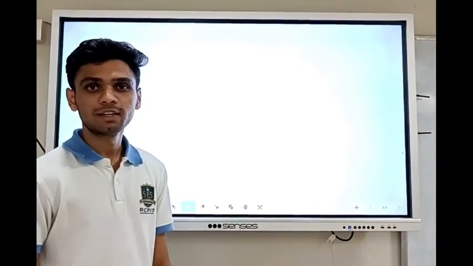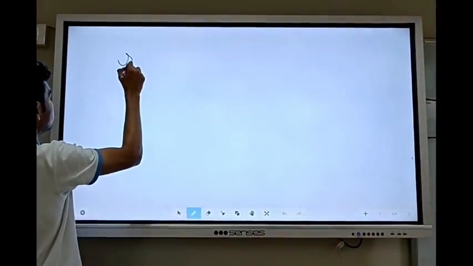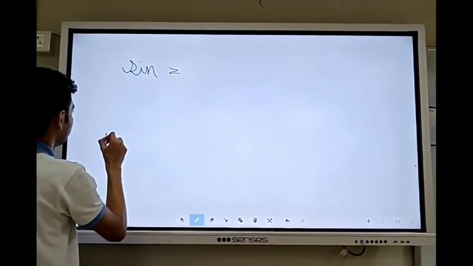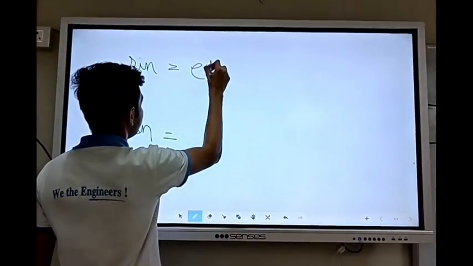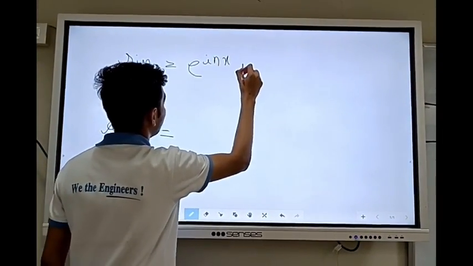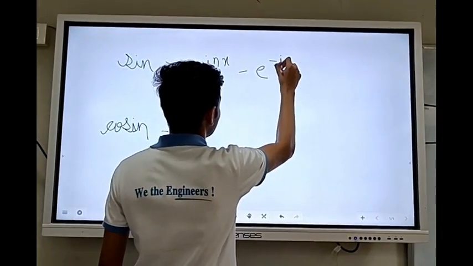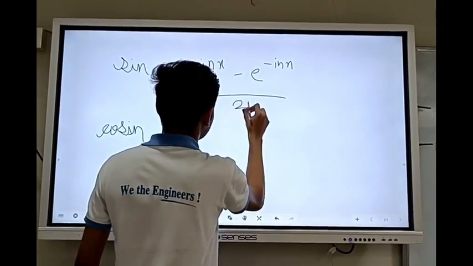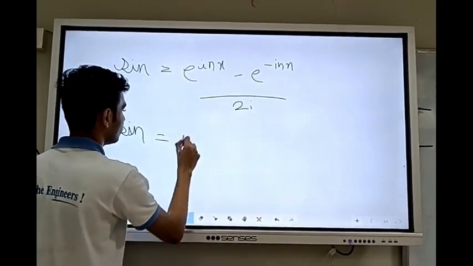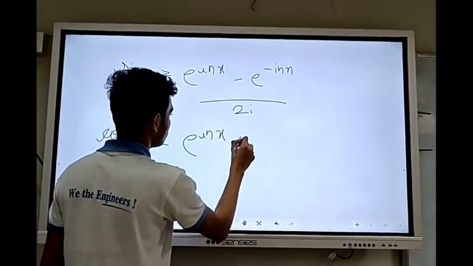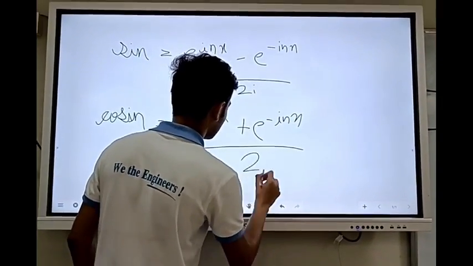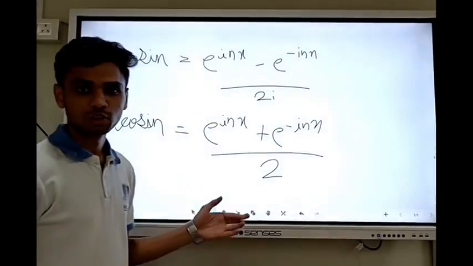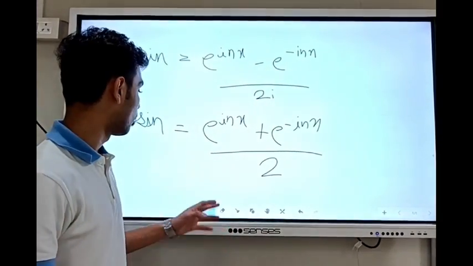So before getting started, let's recall that the real sine and the cosine form of the complex are given by the exponential function: sine is e raised to inx minus e raised to minus inx upon 2i, and that of cosine is given as e raised to inx plus e raised to minus inx upon 2. So these are the functions of the sine and the cosine that are given by the complex form.